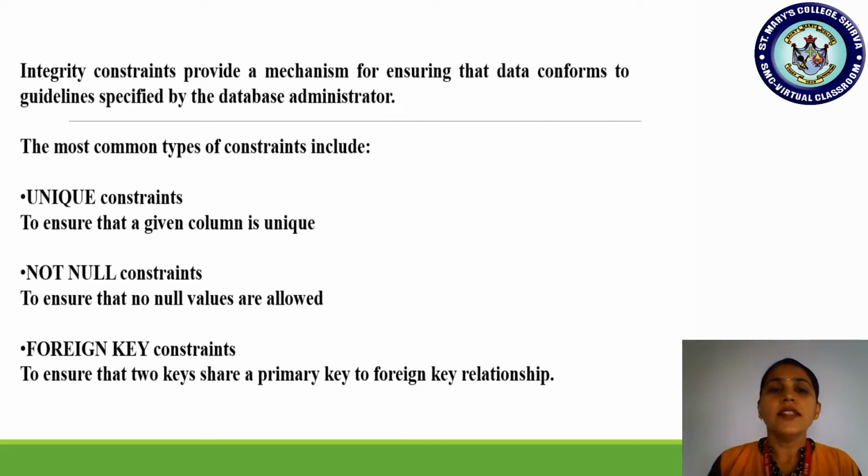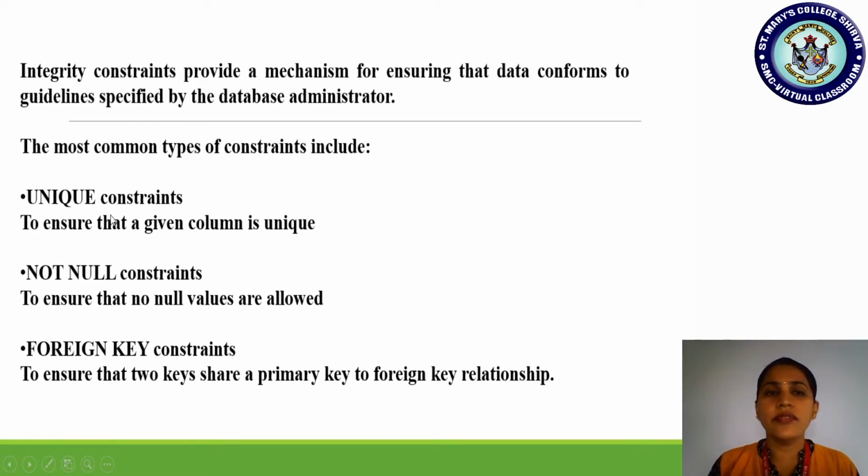So the most common types of constraints are as follows. The first one is unique constraints, then not null constraints, then foreign key constraints. So you need to understand the meaning of it. Remember, we are having how many types? Three types in the integrity constraints. First one is unique constraints. Second one, not null constraints. Third one is foreign key constraints.